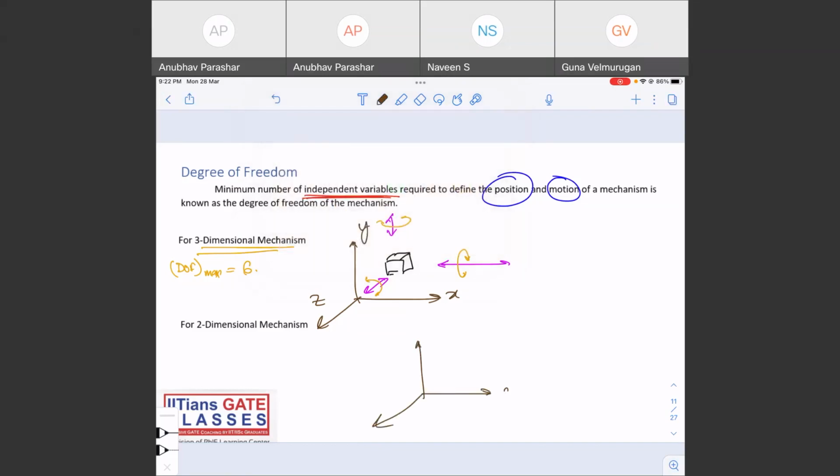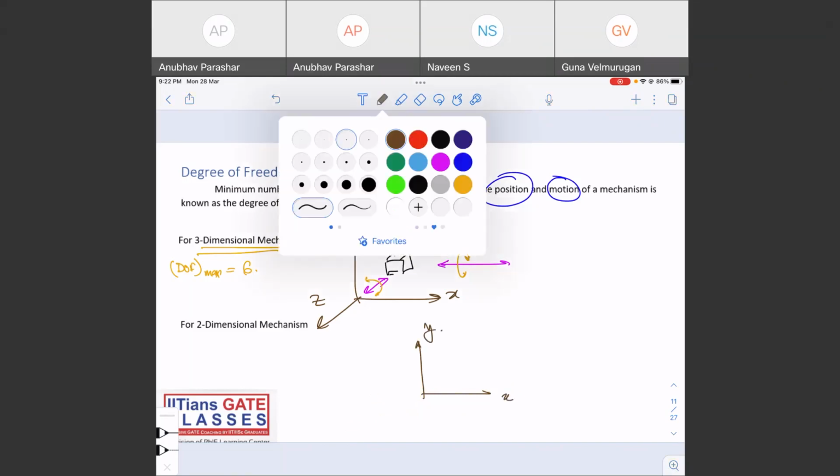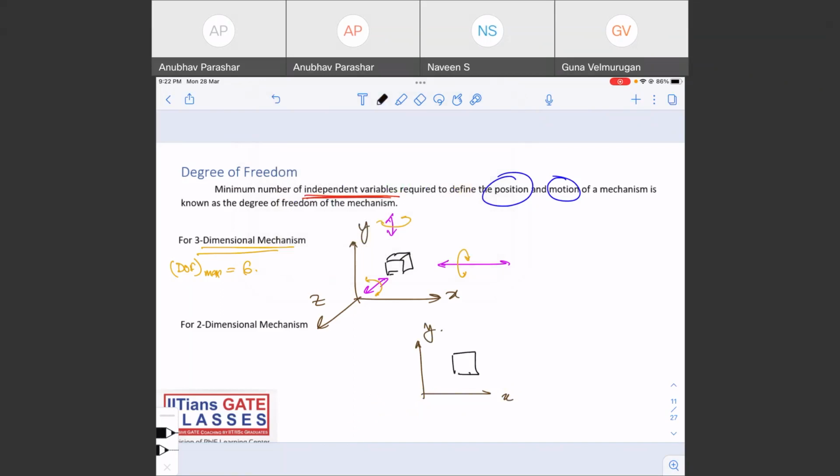For two-dimensional mechanisms, again X, Y, Z. It means that Z will not be there, definitely. So X and Y. Right? Let me take up a square element. For the square element, what are the different motions possible? There is a motion possible in X direction, motion possible in Y direction, and rotation is possible in the XY plane. So what will be the maximum degree of freedom here? The maximum degree of freedom is 3.